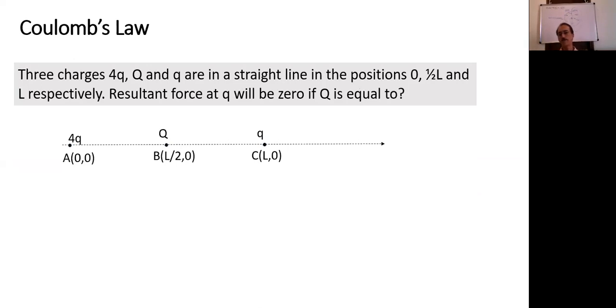Okay. So can we try and apply the principle of superposition and solve this question? Three charges, 4q, capital Q and small q, are in a straight line at positions 0, L/2 and L. The resultant force on q will be 0 if capital Q is equal to what? This is about a two-minute question at most, so I'll give you 2 minutes to try and solve it.